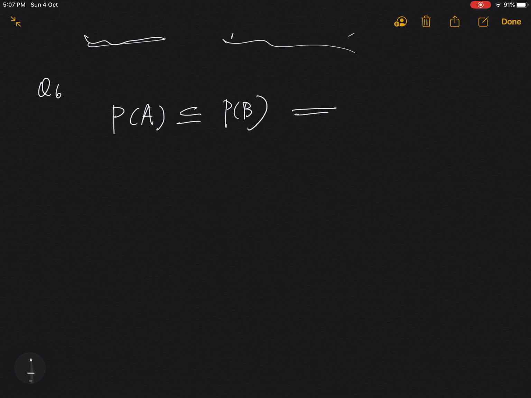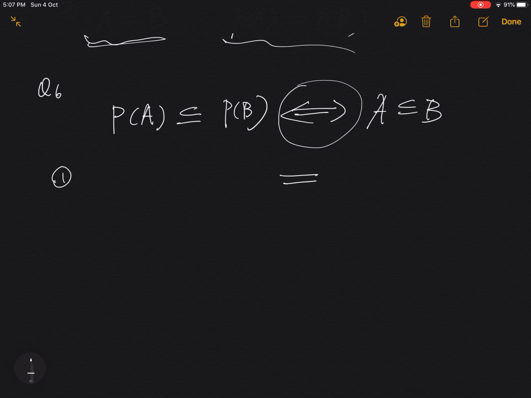And then for question 6, if power set of A is a subset of power set of B, this is equivalent to A is a subset of B. Also, it's a two-direction statement, so we can prove it in this case and then in this case.